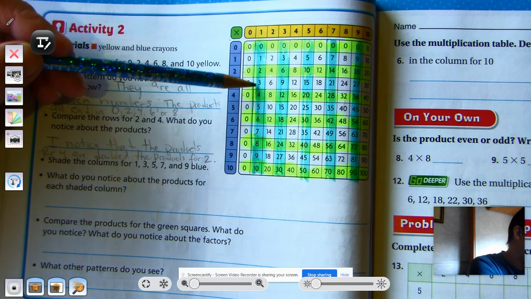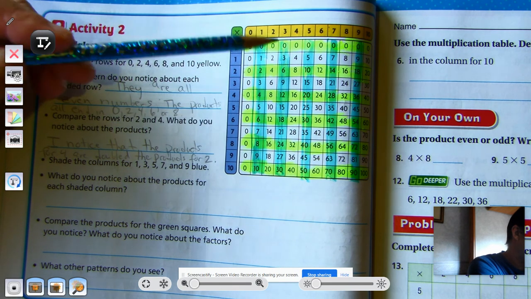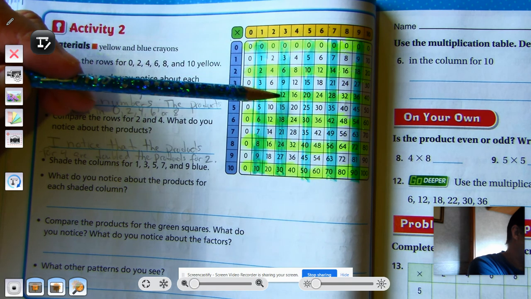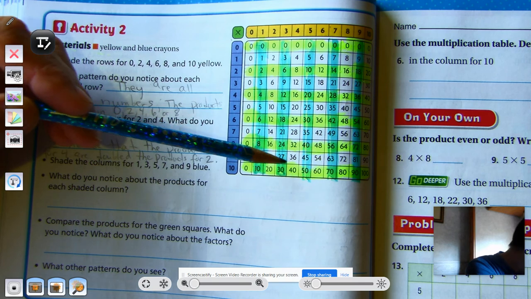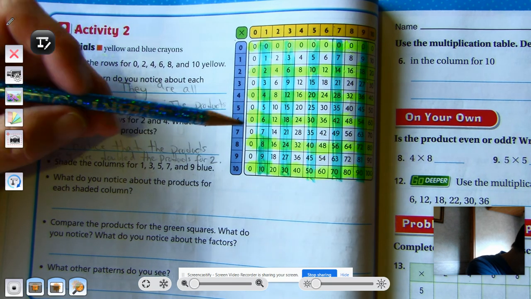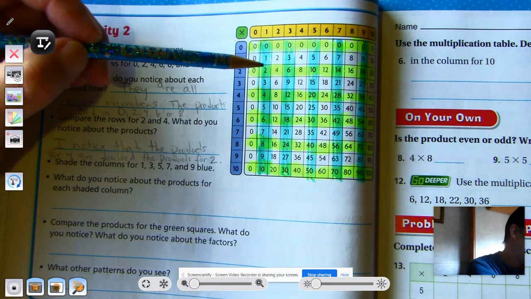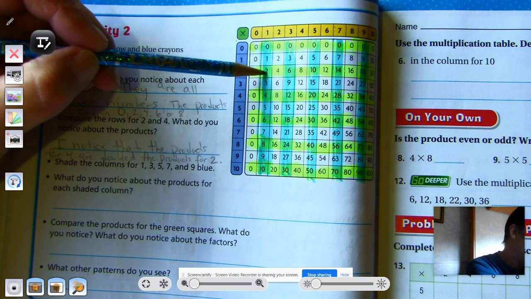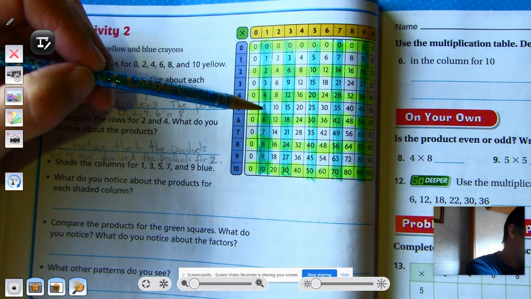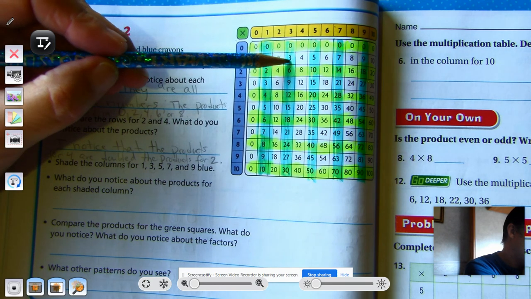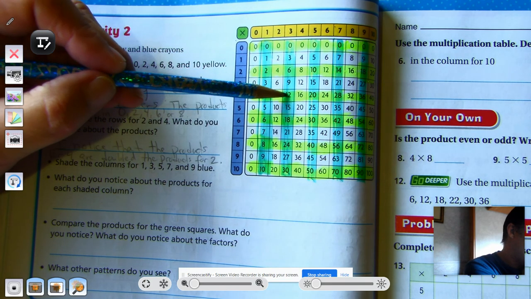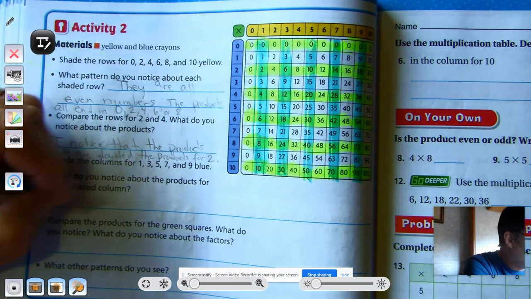0, 1, 2, 3, 4, 5, 6, 7, 8, 9, 10. Okay, 3, 3, 6, 9, 12, 15, 18. I think all of the products in... but let's see. Odd, even, odd, even, odd, even, even, odd, even, odd, even, odd. So they're repeating.